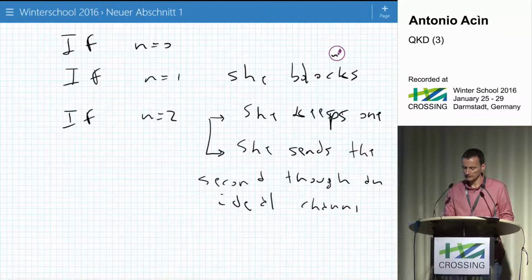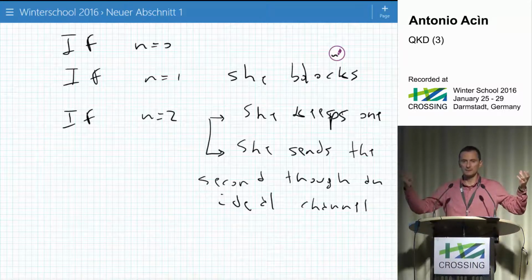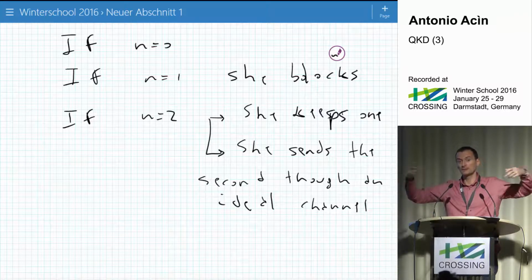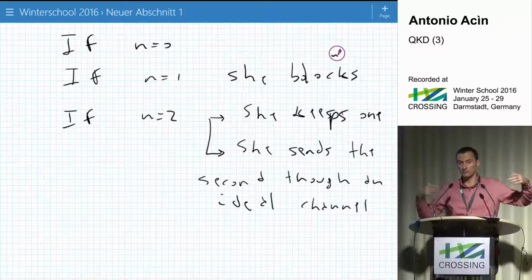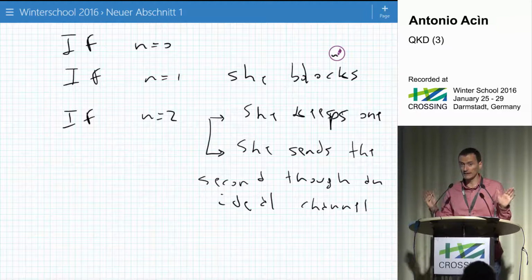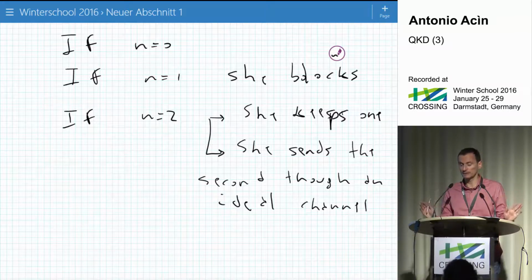So you can think, for instance, that she has prepared in advance some maximally entangled state of 2 qubits between Alice and Bob, and she perfectly teleports this second photon from Alice to Bob. So for sure, Bob will detect this photon, because it is not affected by channel losses. Again, we don't want to make any condition on what she can do. She can do whatever is allowed by physics.